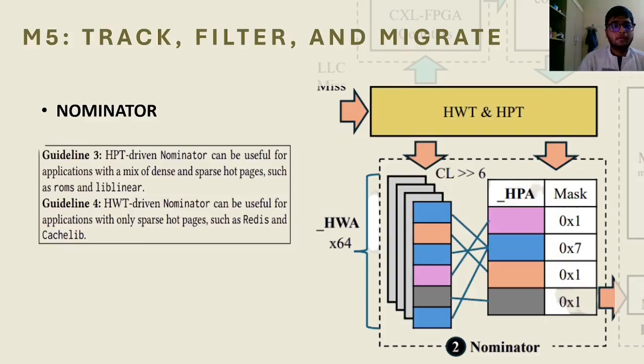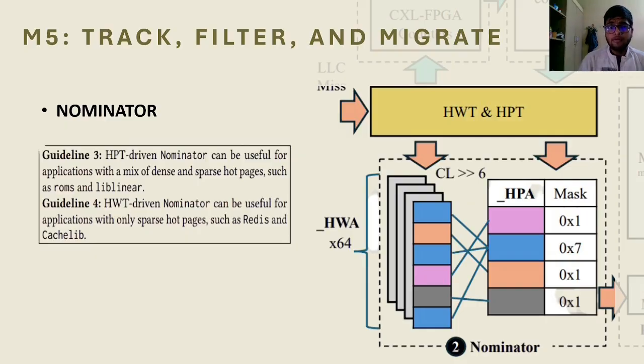There are two types of nominator, the hot page driven nominator and the hot word driven nominator. In the hot page driven nominator, the HPA is first filled from the hot page tracker and the 64-bit mask is set to 0.